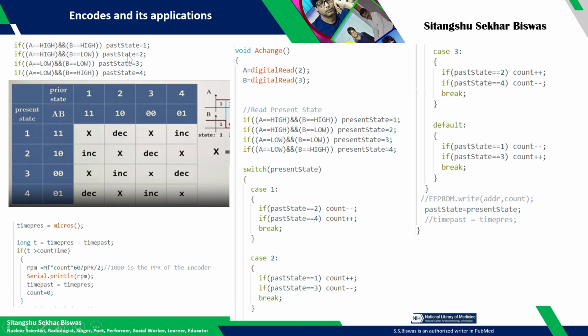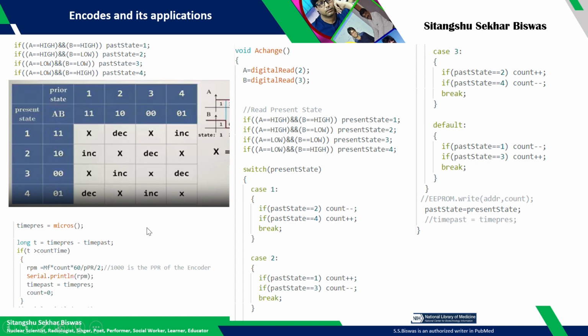Before anything, we define the past state. Like the table shows, if A equal 1 and B equal 1, this shows past state 1, as mentioned before in this table. Then we add 2 timers, one for the present and one for the past.